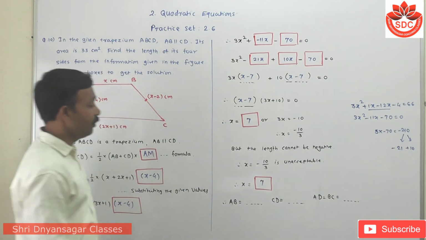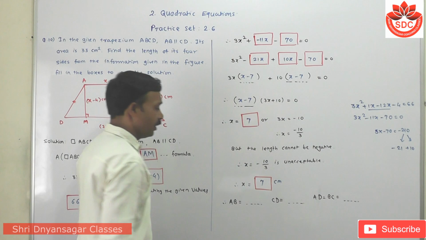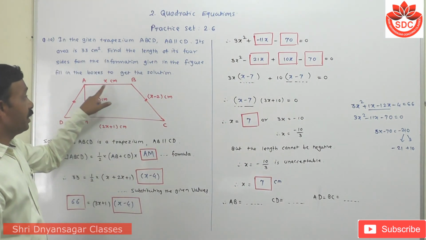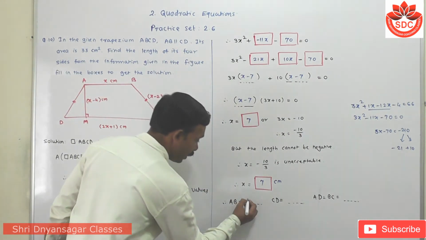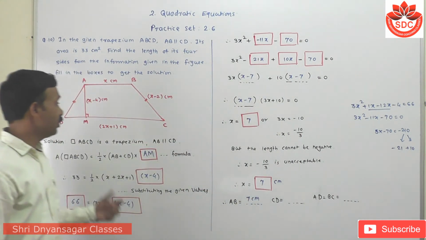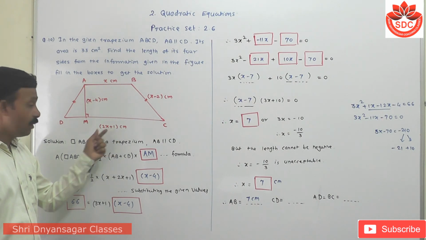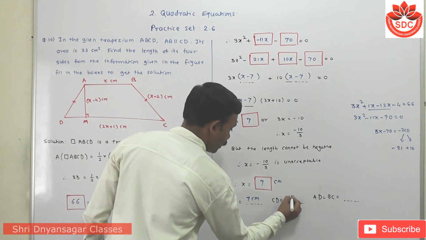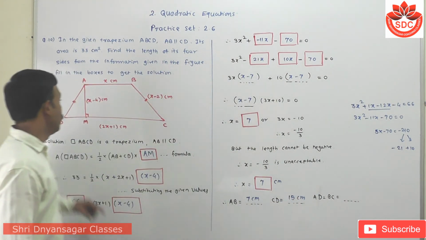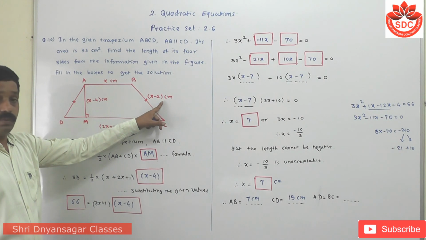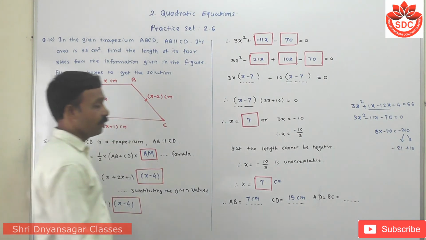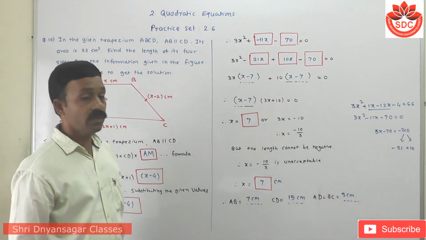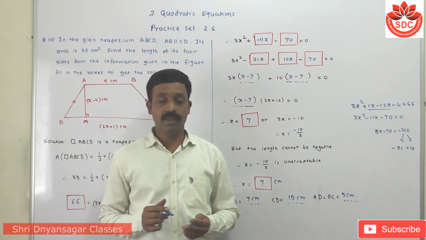Now, the unit is centimeter, so I have to write centimeter. Then find out the remaining values of the sides, that is the lengths of the sides. The length of AD is x. x is 7, so I have to write here 7 centimeter. The length of CD is twice x plus 1, that is twice into 7 means 14 plus 1, that means 15 centimeter. Then AD and BC is x minus 2, that means 7 minus 2 becomes how much? 5 centimeter each side. This is our last question of practice set 2.6. Thank you very much.